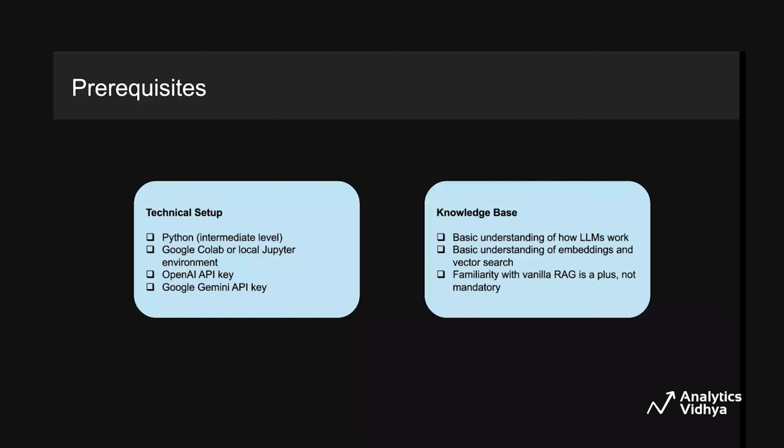Now, what do you need before you begin? On the technical side, you need Python at an intermediate level, access to Google Colab or a local Jupyter environment, an OpenAI API key, and a Google Gemini API key. On the knowledge side, you need a basic understanding of how LLMs work and a basic understanding of embeddings and vector search. Familiarity with vanilla RAG is a plus but not mandatory. We cover what you need in Module 1. If you have those covered, you are ready to go.